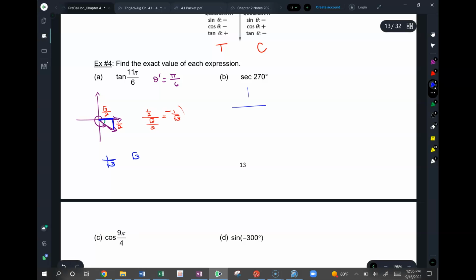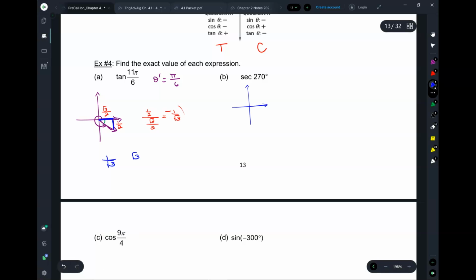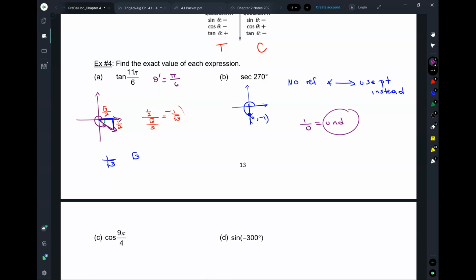Okay, so secant of 270. Where is 270? On the axis. It's on the axis itself. So there is no reference angle for this one. Instead, we use the coordinate point. So this is 0, -1. And since it's secant, it's 1 over the cosine. This will be 1 over 0, undefined. And that's what your final answer should be, undefined, not 1 over 0.